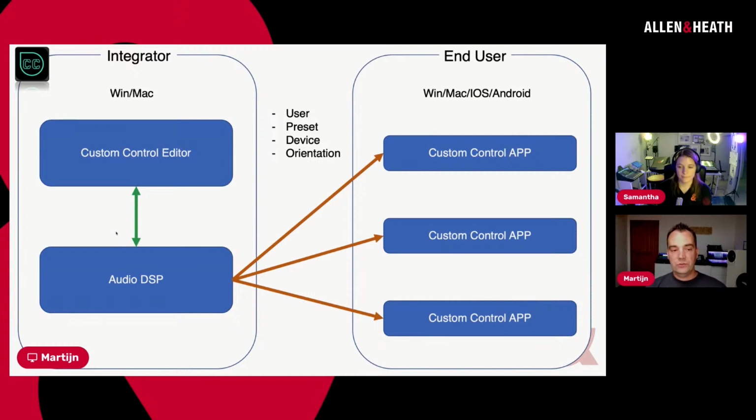So the only thing the end user needs is to download the custom control app, and they need their user credentials. Which is also free. Which is also free, and runs on Android, iOS, Mac, and PC. You can make up to 256 different layouts inside the audio DSP, so you can provide anything you want.